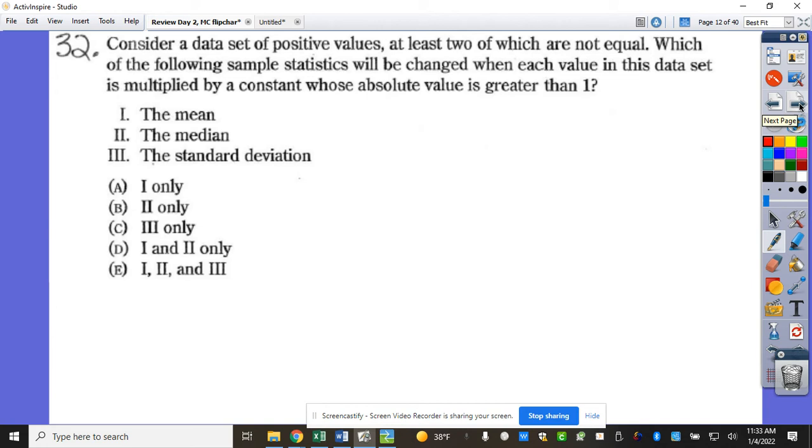This one is definitely concerning. Consider a data set of positive values, at least 2 of which are not equal. Which of the following sample statistics will be changed when each value in the data set is multiplied by a constant whose absolute value is greater than 1? Most of you are going to read about a third of those words and be okay with it and never think about the extra words that were added in there.